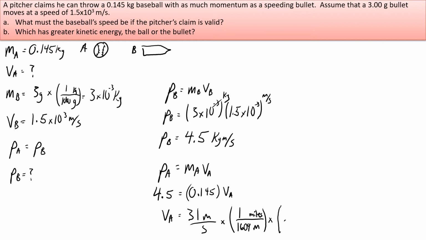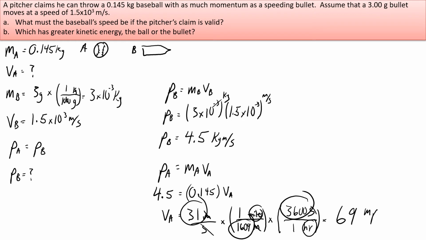by another conversion factor to get rid of the seconds. Now the seconds were on the bottom over here, so we want to write the seconds on the top over here, and we want to go into miles per hour, because that's how we measure the speed of baseballs, right? So 1 hour is equal to 3,600 seconds. You do that multiplication and division, so the seconds will cancel out. The meters will cancel out. You're left with miles per hour. You do 31 times 3,600 divided by 1609, and you get about 69 miles per hour.